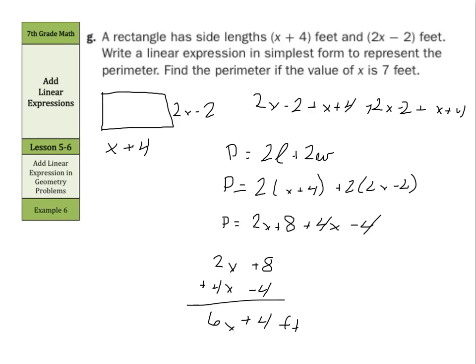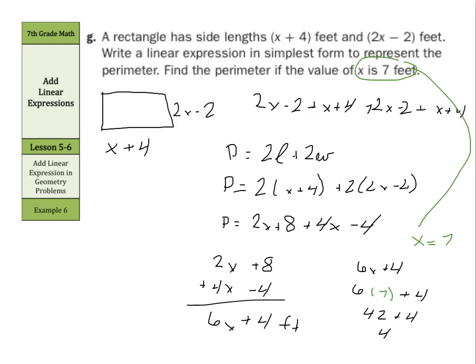And now if the value of x is 7 feet, we could say, okay, 6x plus 4. And again, I know here that x is 7 feet. So all I need to do is substitute in that 7 for x. 6 times 7 plus 4. And 6 times 7 is 42, plus 4 is 46 feet. So we have our expression, 6x plus 4 feet, and we have our simplified answer of 46 feet.